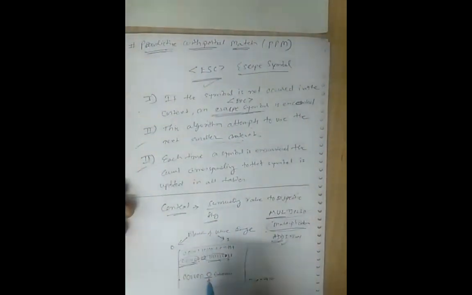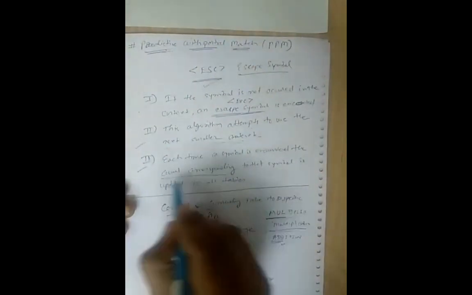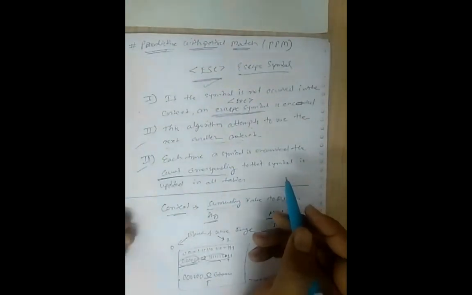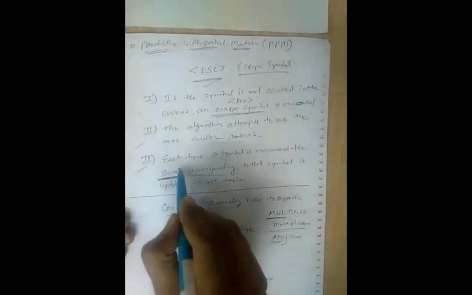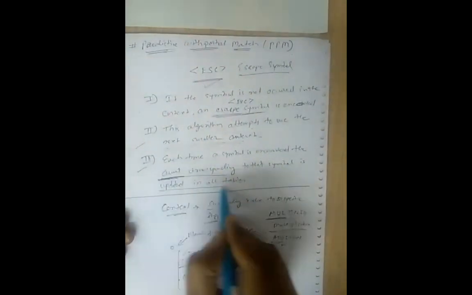Okay. The next thing: each time a symbol is encountered, count the corresponding occurrences. We need to do the counting over here, meaning how many times that symbol has occurred or reoccurred. If a symbol occurs more than once in the same context or in the same string, at that time we need to put a counter over there and find the count of that variable corresponding to the symbol, and update it in all the tables.